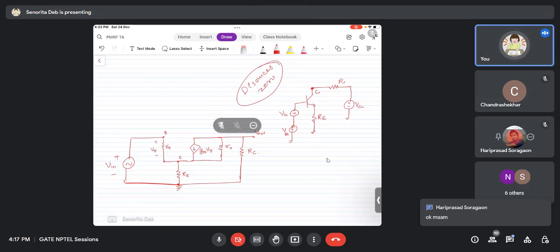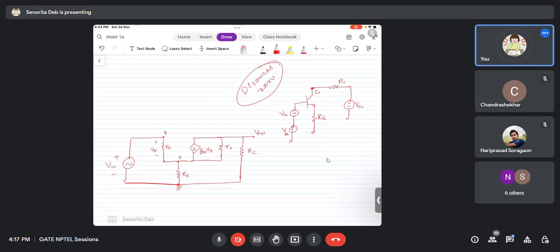Now the emitter resistance is used, the main purpose is actually to increase the input impedance and bias stabilization. This is used to increase the stability of the circuit, but everything has a downside as well. So this degrades your voltage gain. We will see how it degrades the voltage gain.